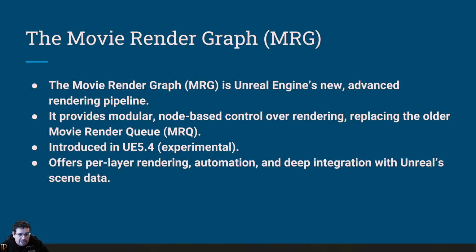So again, the movie render graph is Unreal's new advanced render pipeline. It provides modular, node-based control over rendering, replacing the older movie render queue. It was introduced in Unreal 5.4 when it was experimental. We're now on 5.7, and what we're going to be using today will be 5.7, so things have gotten a bit easier, thankfully. Again, the MRG offers per layer rendering, automation, and deep integration with Unreal scene data.